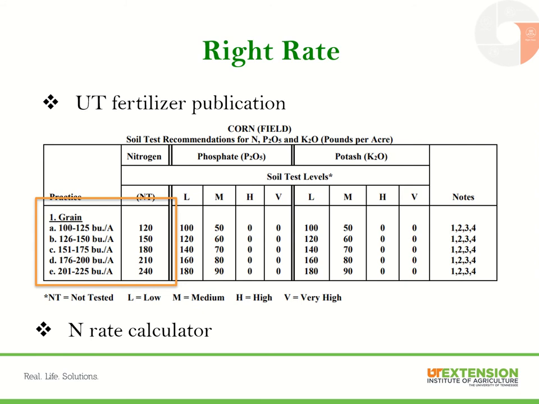Let's look at our final R, which is the rate, right rate. So nitrogen fertilizer recommendation from University of Tennessee is based on yield goal, and you can make modifications based on crop production history, and if you have other test related, we can make adjustments. Another tool that's available is the nitrogen rate calculator, available on uticrops.com, that provides economic optimum N rate as well as other related factors.